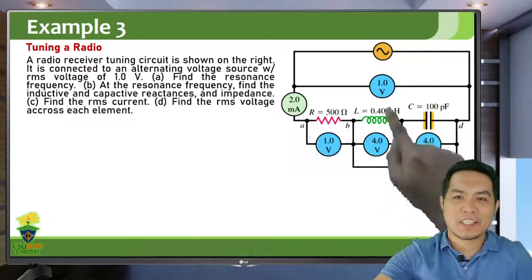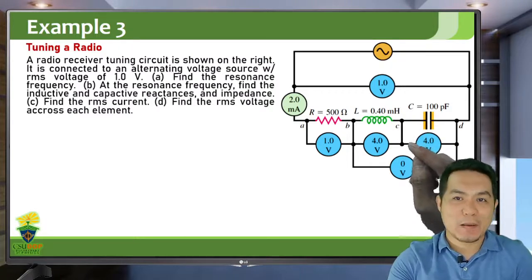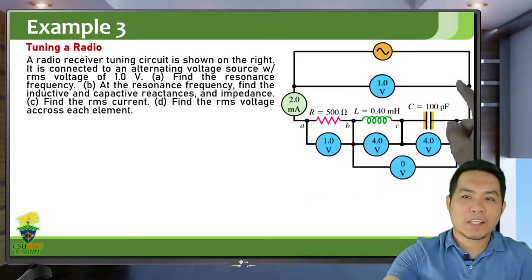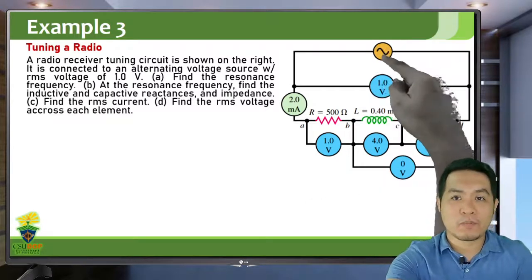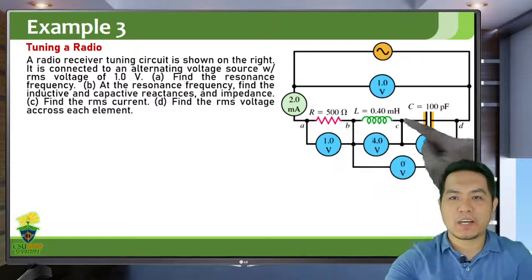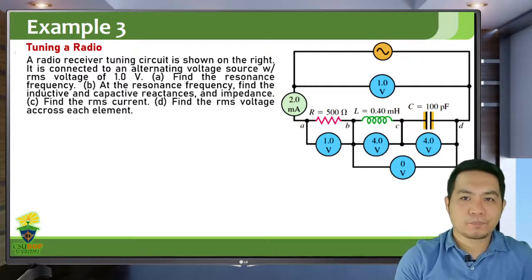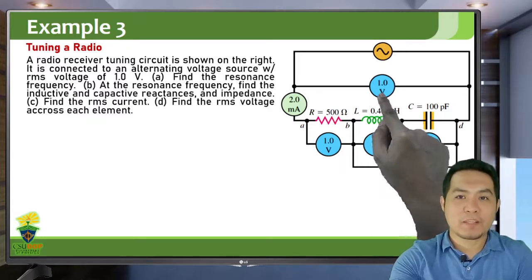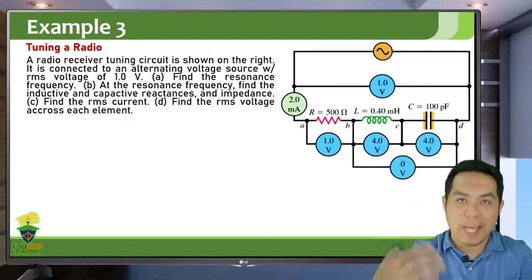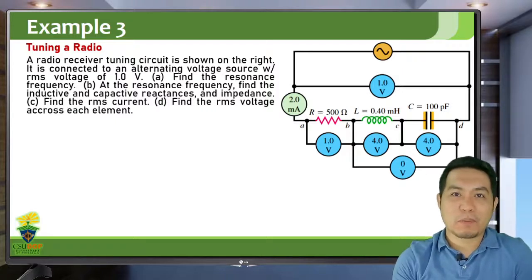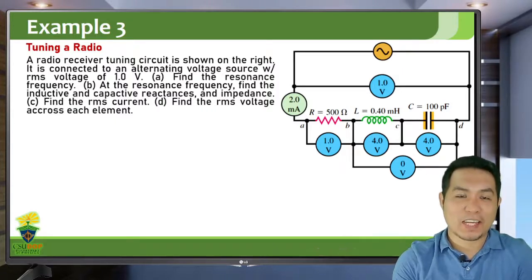This just indicates voltmeters and ammeters, and these values are actually RMS values. The circuit is actually a very simple one. You have an alternating voltage source connected to a resistor, an inductor, and a capacitor. So this square here is just our circuit. The RMS voltage of the source is actually 1 volt. So take note, the ammeters and voltmeters only read RMS values. You need to multiply by square root of 2 if you want to get the voltage amplitude or the current amplitude. So, RMS voltage of 1 volt.